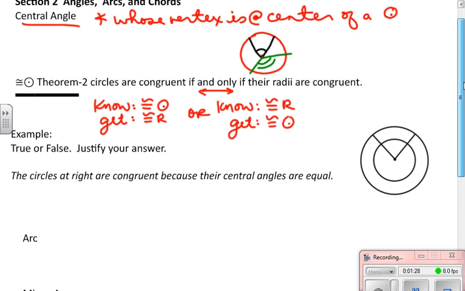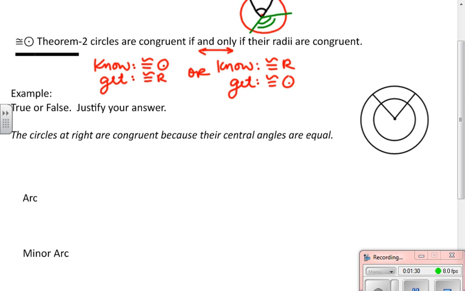So true or false? The circles at right are congruent because their central angles are equal. So if you see this one here, here's my center, I have a central angle for that circle, and then that exact same central angle lines up here. And this, of course, is false because clearly the blue radius is bigger than the red one. So it does not meet the criteria of that earlier theorem. The central angle doesn't have anything to do with it.